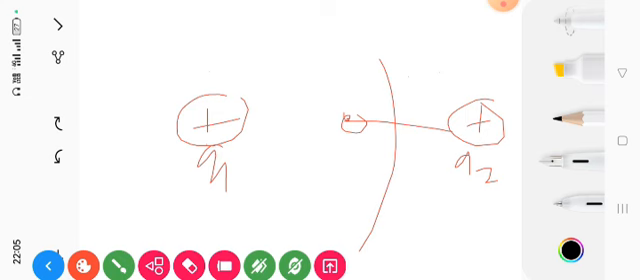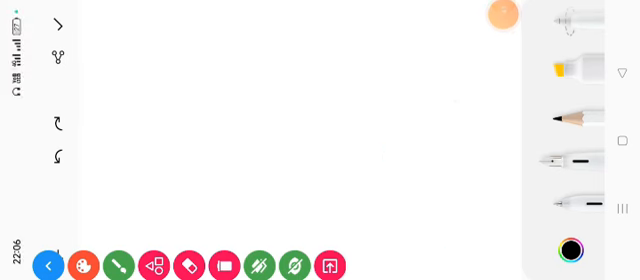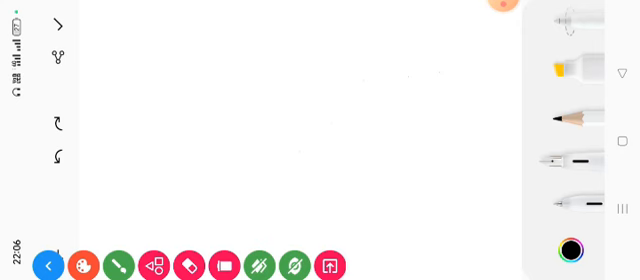The field is basically the space around the charge, the vicinity of the charge, in which another charge will experience a force. So what happens is this charge has disturbed the surroundings or medium around it, and if I put another charge in that region, that disturbance will exert a force on the second charge. So this is the concept of a field and electric field. We can then talk about the electric field intensity at any point.